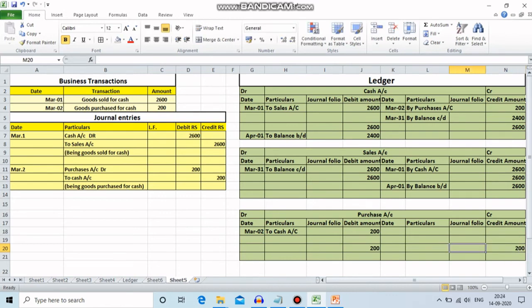Since we only have one account on one side of the ledger, we consider the other side to mention balance carry down. So I am mentioning by balance carry down, and that is 200, and the date is month end date. We will bring the same amount to the beginning of the next month, that is 200, and mention it as to balance brought down, and the date is April 1st.